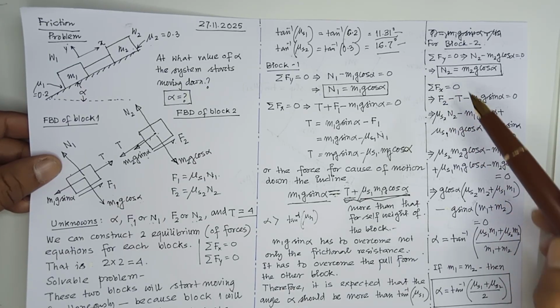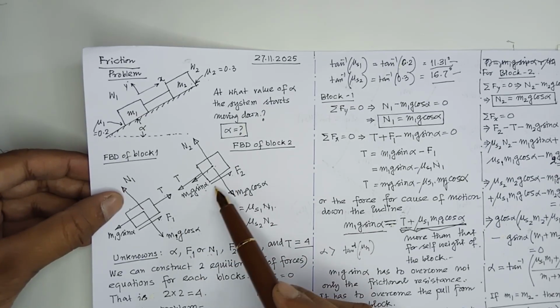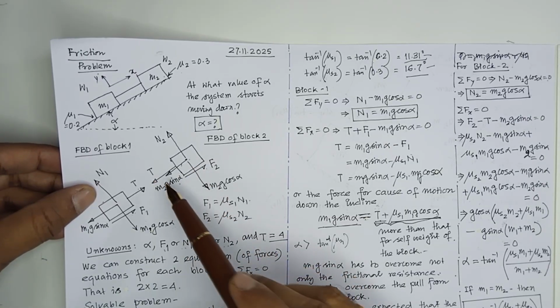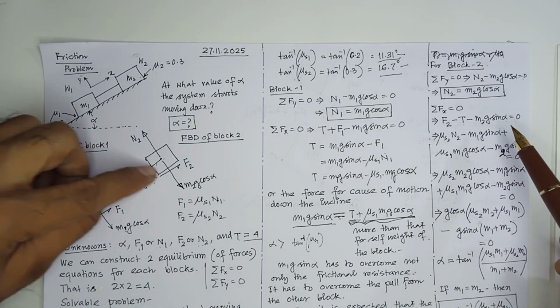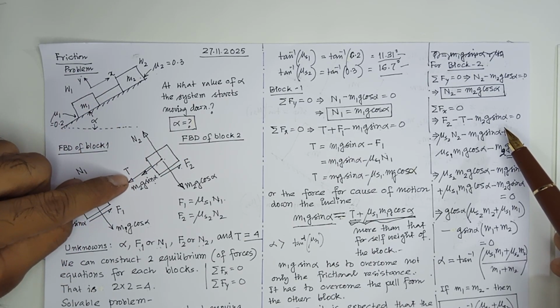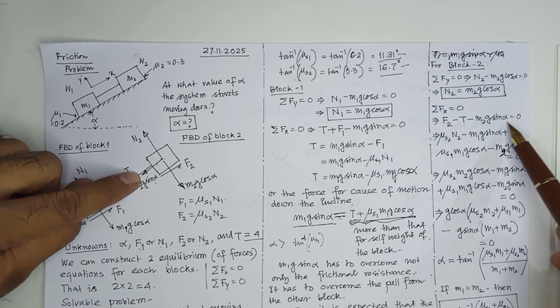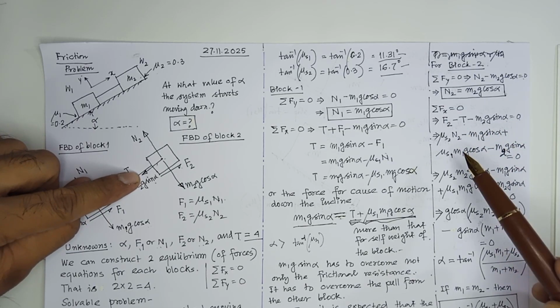Summation fx is equal to 0, that gives f2 minus t minus m2g sin alpha. So f2 in the positive x direction, tension in the negative x direction, and m2g sin alpha in the negative x direction, therefore their algebraic sum is 0.